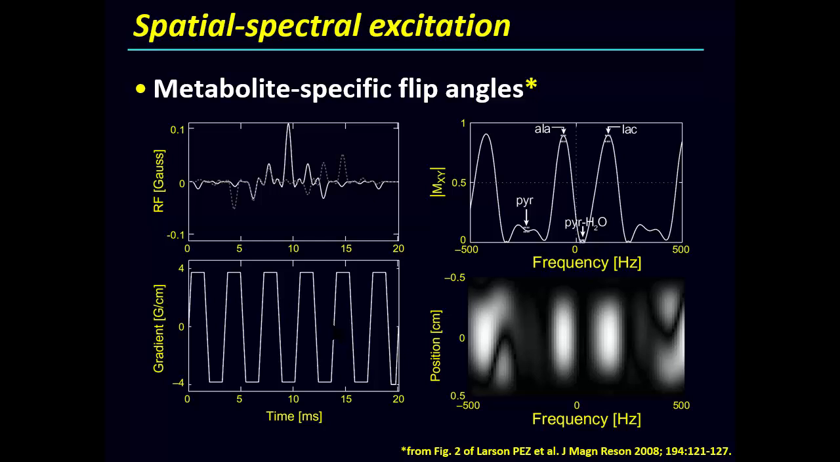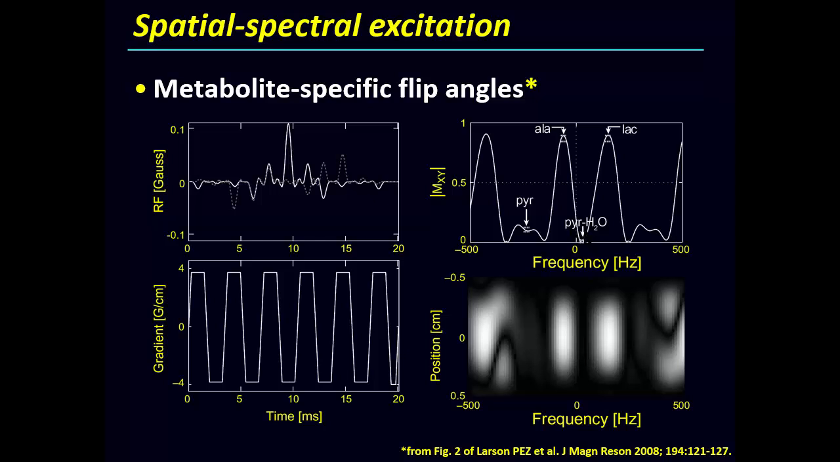Now, a little bit more complicated approach is to optimize the flip angles for several metabolites at once. This is some work from Peter Larson. Here we see the spatial spectral pulse, the RF waveform, and the oscillating gradient. This is more complicated than what we saw before. We see it has imaginary and real components.